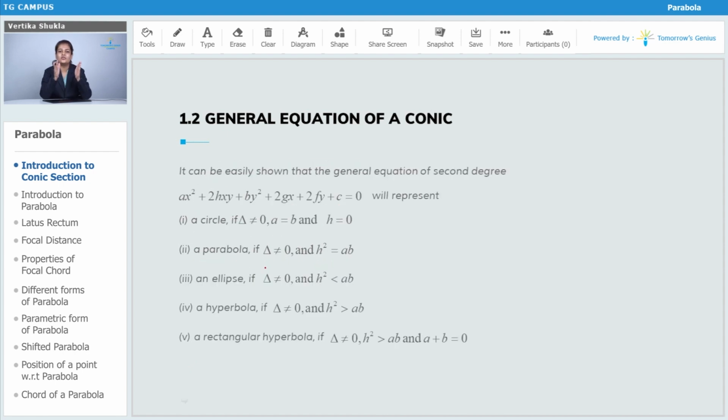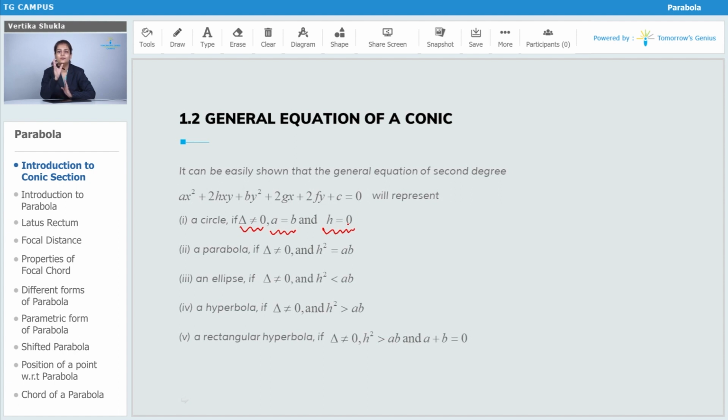Now coming to the part where delta will be non-zero. In the same general 2-degree equation, if delta becomes non-zero, you get different conics. Now let us see how you will get different conics. How from a general 2-degree equation will you identify that the conic is a parabola, ellipse or a hyperbola. So now see, if delta is non-zero, a is equal to b, that means the coefficient of x square is equal to the coefficient of y square, and the value of h is equal to 0. That means there is no term of x into y. In that case, what do you get?